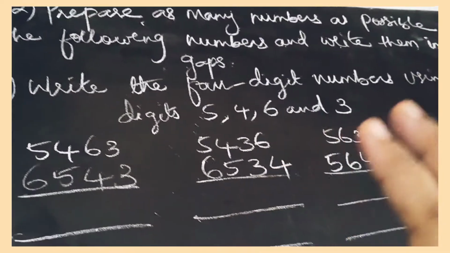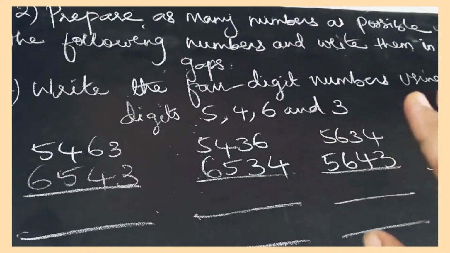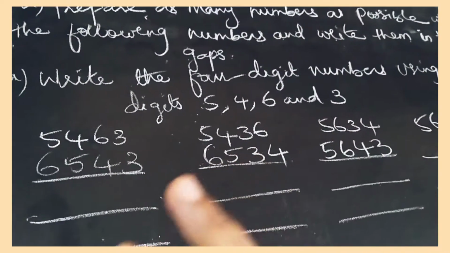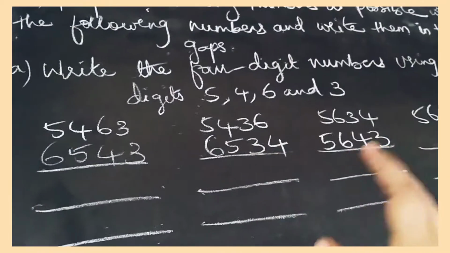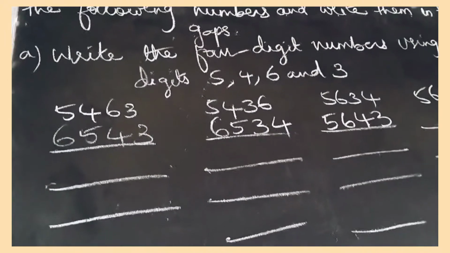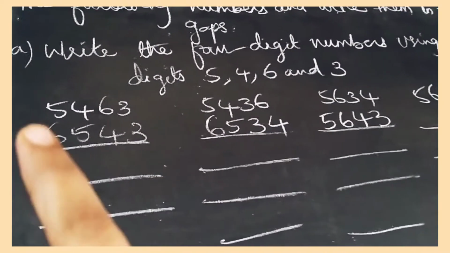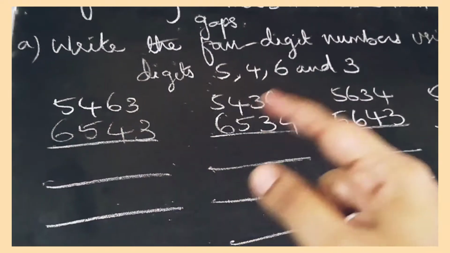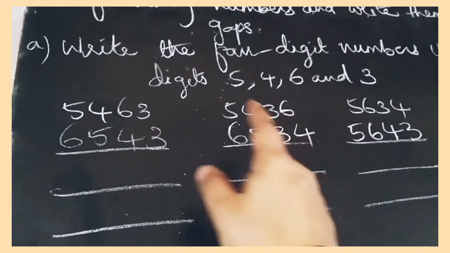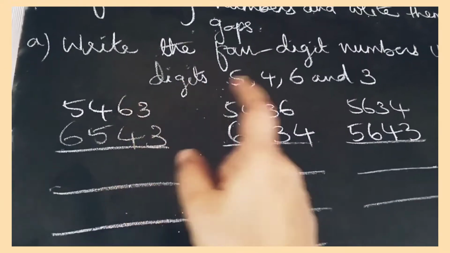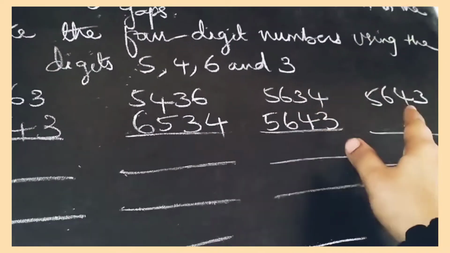Second sum is: prepare as many numbers as possible with the following digits and write them in the gaps. Okay, write 4-digit numbers using the digits 5, 4, 6, 3. Again we have to make numbers, and we have to write here. Example is given here. It is 5463, 5436. Okay, so in the second number the last two digits are changed. Here 5634 is there, 5643 is there.